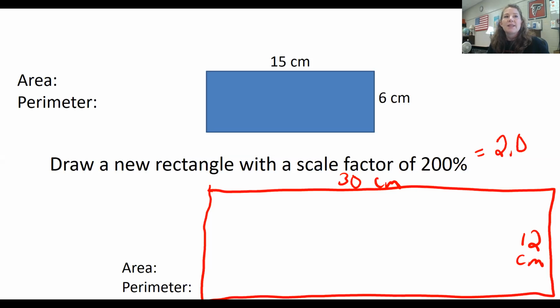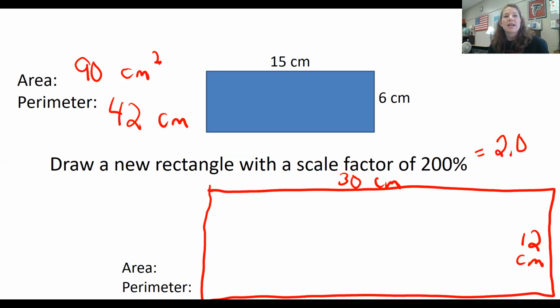All right, so they wanted to know the original area. The original area was 15 times 6, which is 90 centimeters squared, because centimeters times centimeters is centimeters squared. And then the perimeter would be 15 plus 15 plus 6 plus 6, and this is 42 centimeters.